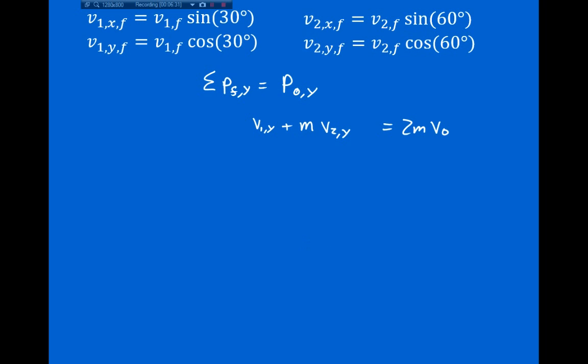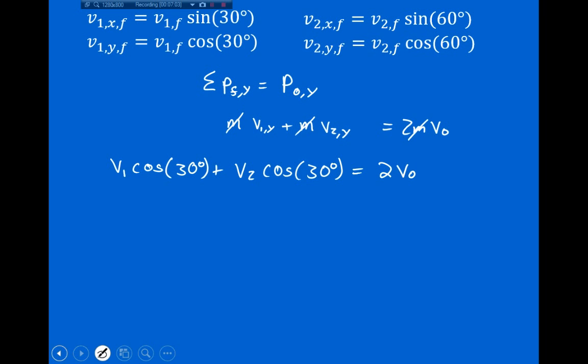Again, we want to rewrite these in terms of the speeds the pieces are traveling at. Let me divide off the masses first, and then rewrite these in terms of the speed and the angle. So this is v1 times cosine of 30 degrees, and this is v2 times cosine of 30 degrees, and this has to equal 2 times v0.